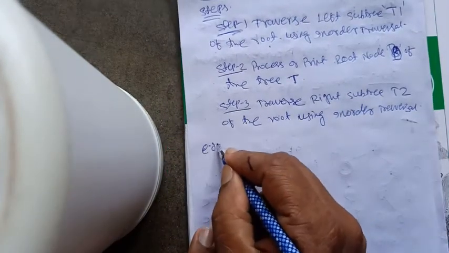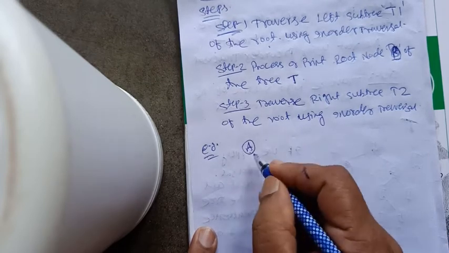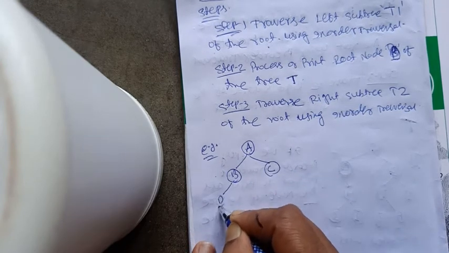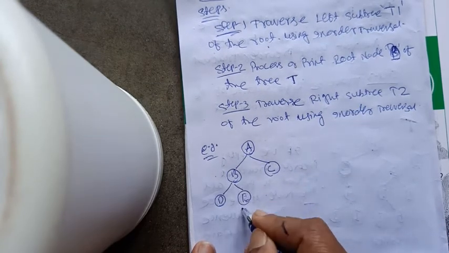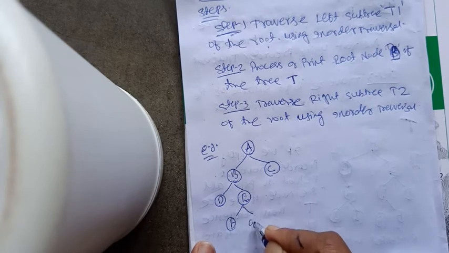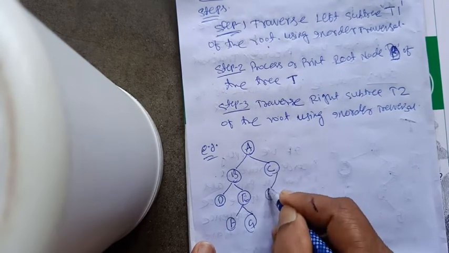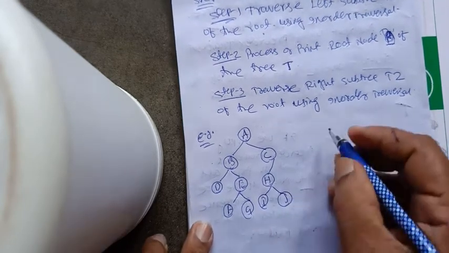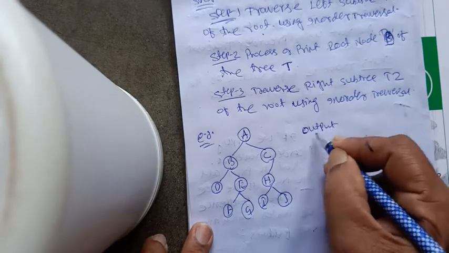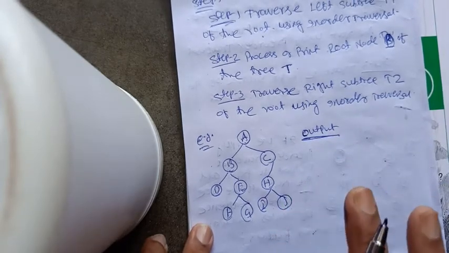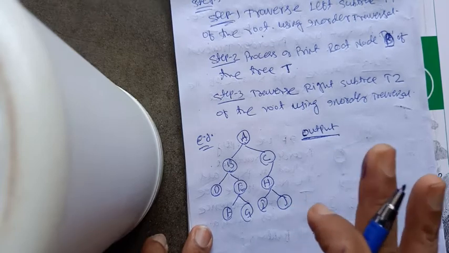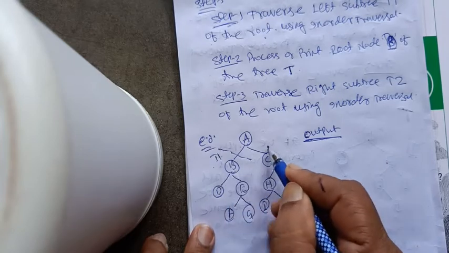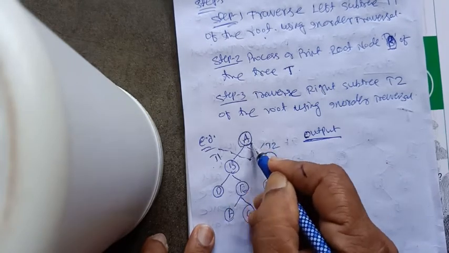Say example. So this is my A, B, C, D, E, F, G, H, and I and J. Okay. Now what will be the output? Straight away I am writing the output. Okay. So output means which of the nodes will be processed first. See, I am following in order. So currently this is my T1 and this is my T2 and this is the root.